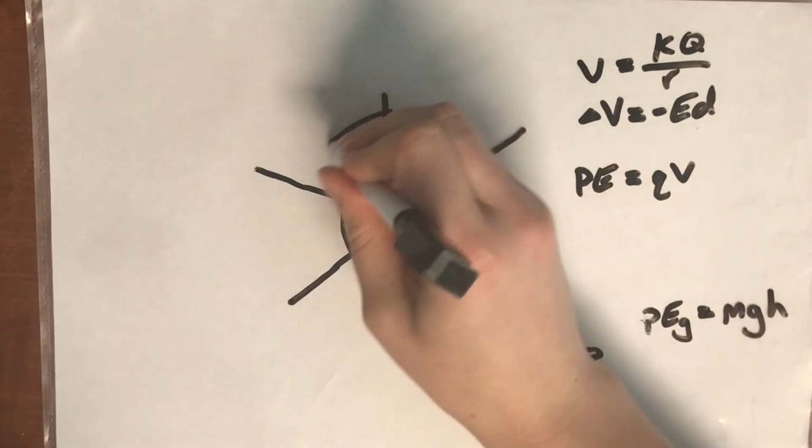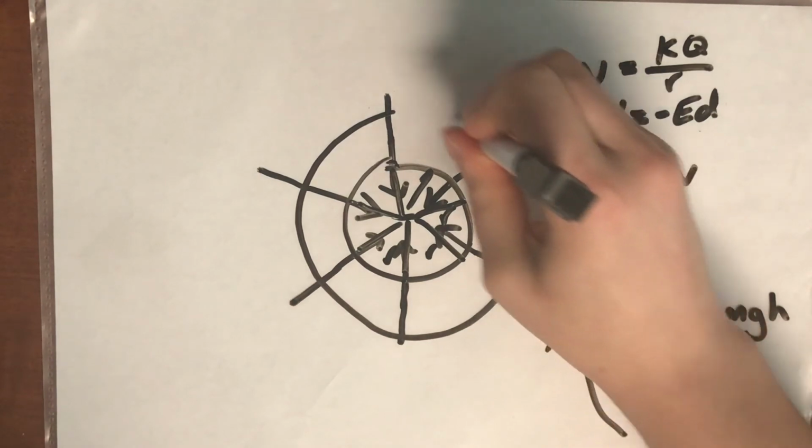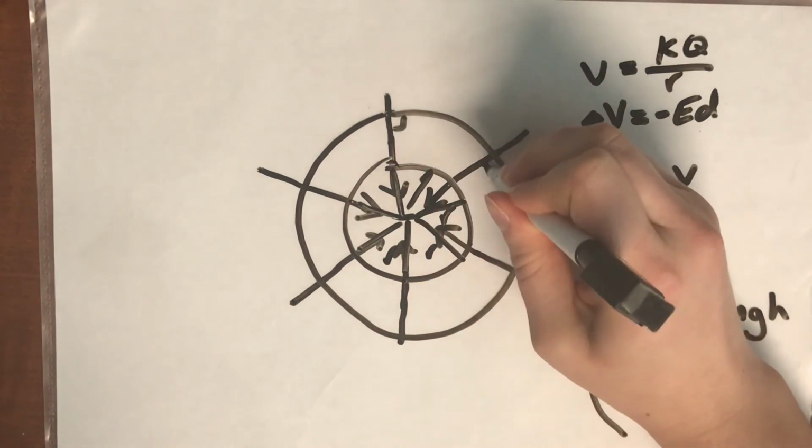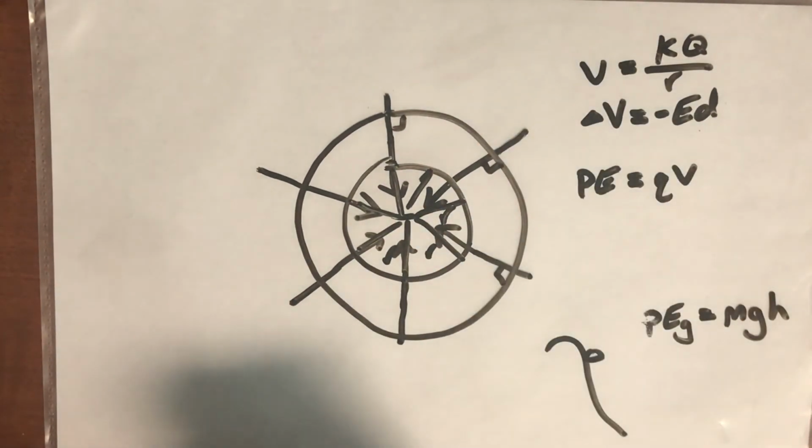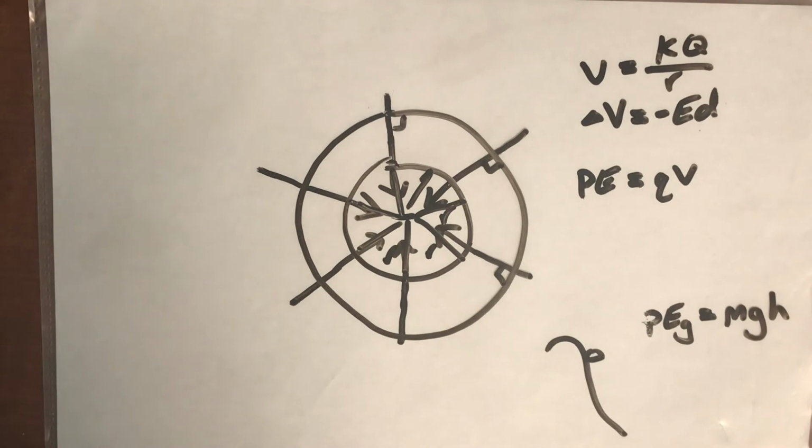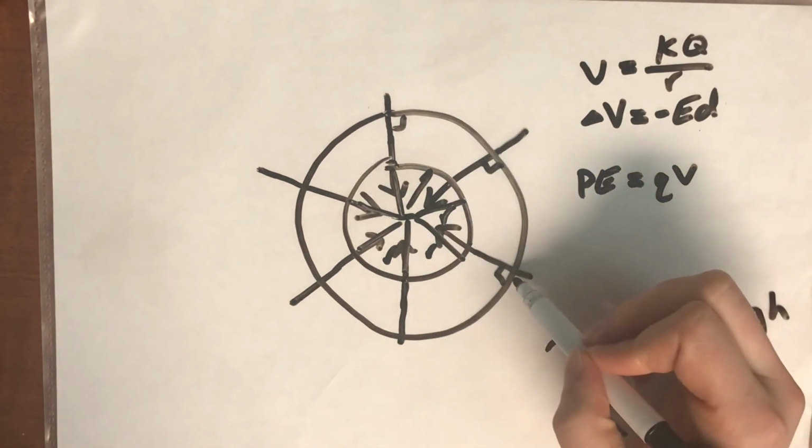These equipotential lines are always perpendicular to the field lines. So even when there are multiple charges and things get more complicated, you can draw them as long as you have the field lines. Another key point to remember about equipotential lines is that no work is required to move a charge along an equipotential.